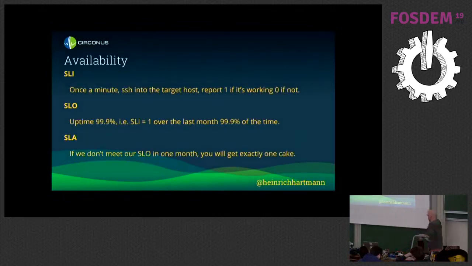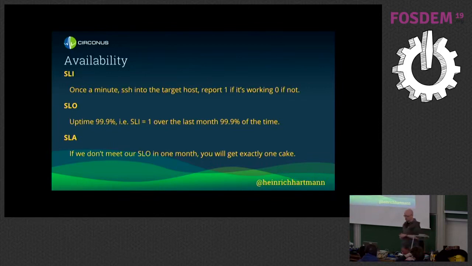Here's the first example. It's an availability SLO. The SLI here is: I SSH into the target host, and I spit out a 1 if it's working, and I spit out a 0 if it's not. And I do that every minute, put that into a metric. So that's a very clear service level indicator.